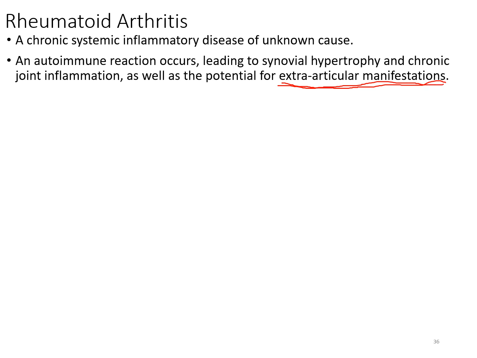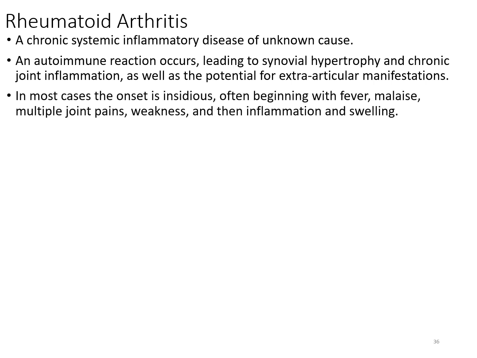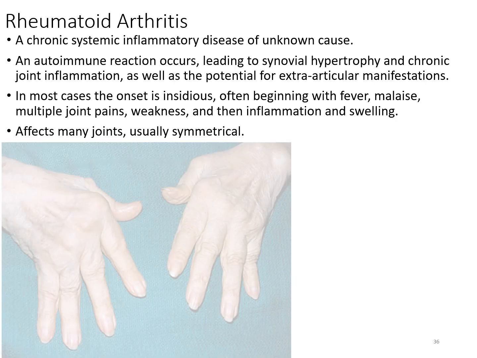So you can get rheumatoid nodules, lumpy bits in the skin. It can also affect your lungs as well. In most cases, the onset is insidious. This means it's slow and gradual. It creeps up on you like old age. Often beginning with a fever and malaise, multiple joint pains, weakness, and then the inflammation and swelling will begin. It affects many joints and it's usually symmetrical.